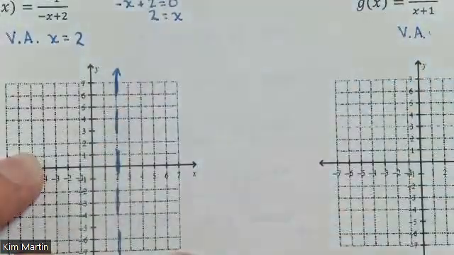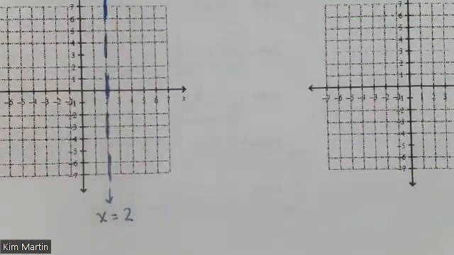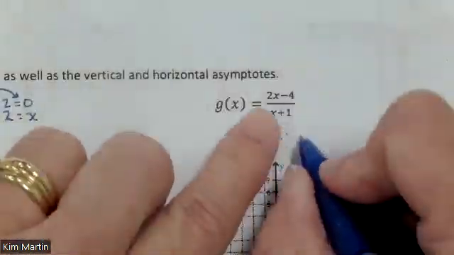Make sure it's dashed. I will call it dotted just because it's easier for me. I don't know if I was taught that, but that's all I've ever said is dotted. Okay. So now, where's my vertical asymptote here?